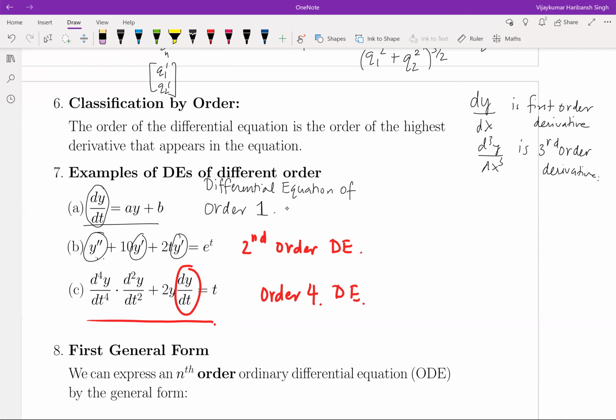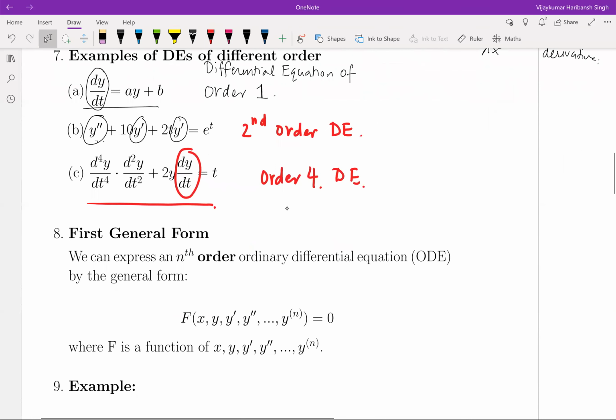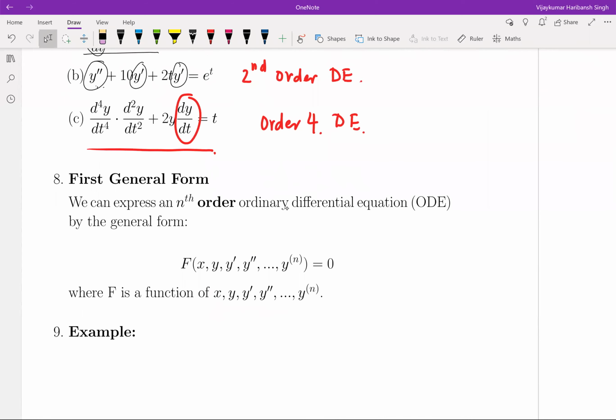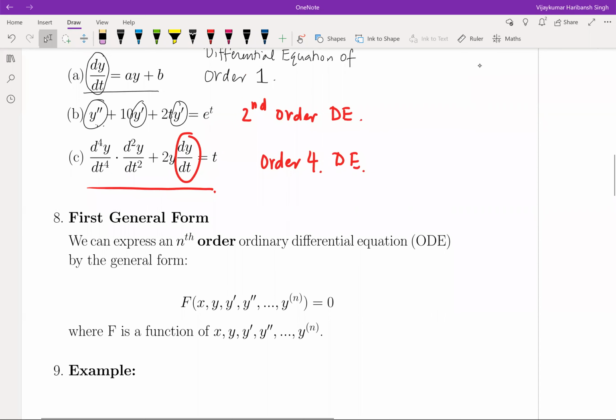Now, again, let me remind you, why are we doing this classification? We are doing this classification because the techniques for solving them become easier. For example, based on the order, there are techniques to solve differential equations. Combining all these orders will help us look at the techniques to solve them. Now, next basically is the following.